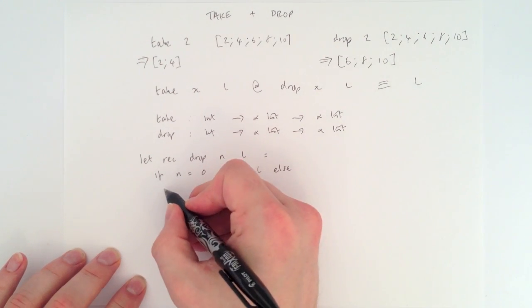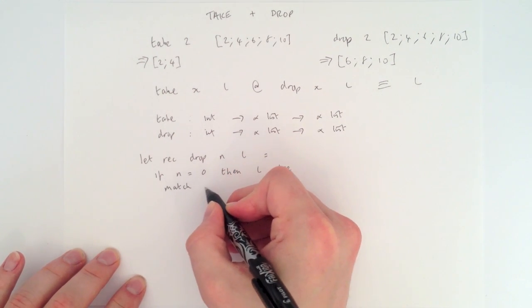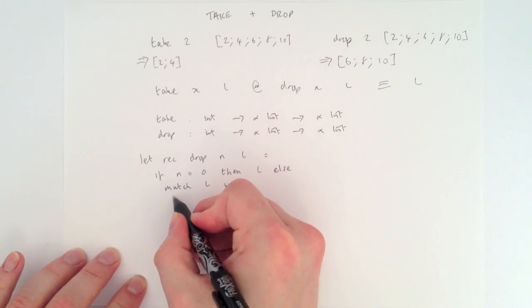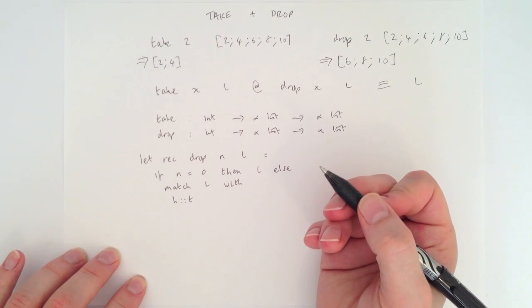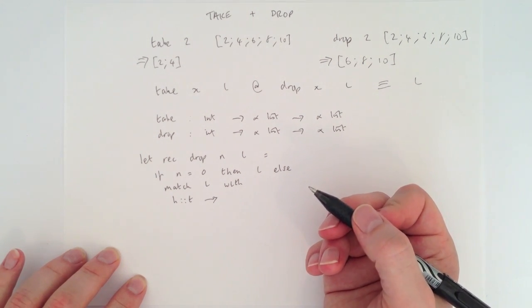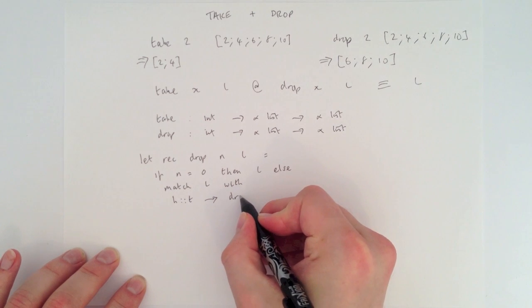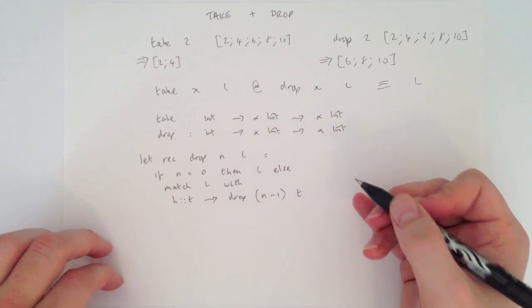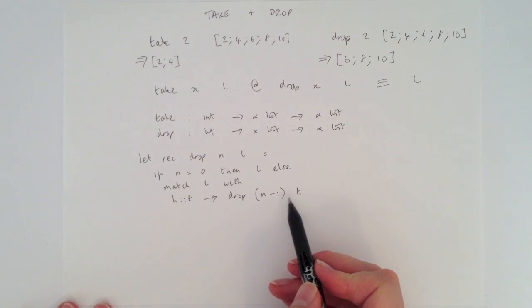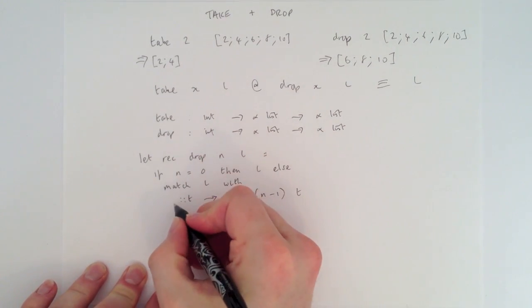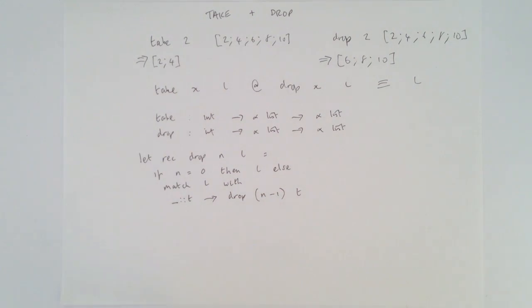Otherwise, well, we better look at L and take it apart. So if it has a head and a tail, well, then we want to throw away the head h and now drop n-1 items from the tail. So we've got one fewer item to drop, and we're dropping that from the tail instead of the whole list. So in fact, of course, we can put an underscore here too, because we don't use h on the right hand side.